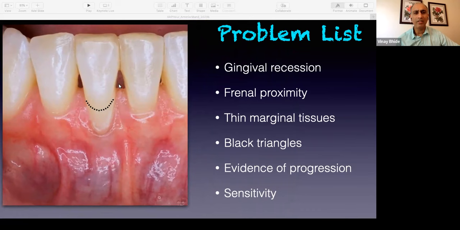The patient did come in telling me that the recession was not like this even 6 months back. And she, of course, had some sensitivity. Now, the one thing you may not be able to appreciate from this picture is that this tooth is just a smidge buccally oriented.